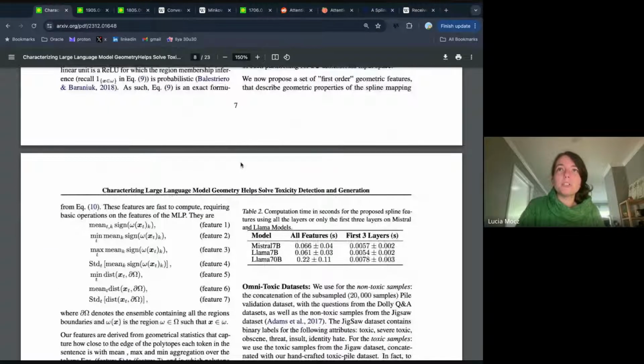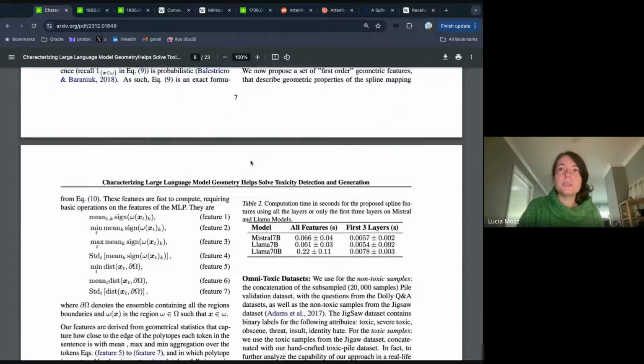They propose a set of first-order geometric features to describe geometric properties of this line mapping. Most of it is just the direction that your vectors are pointing in, or the distance that your vector is from the edge of one of these mosaic tilings, the smallest distance or the average distance, whatever mosaic tiling it falls into.